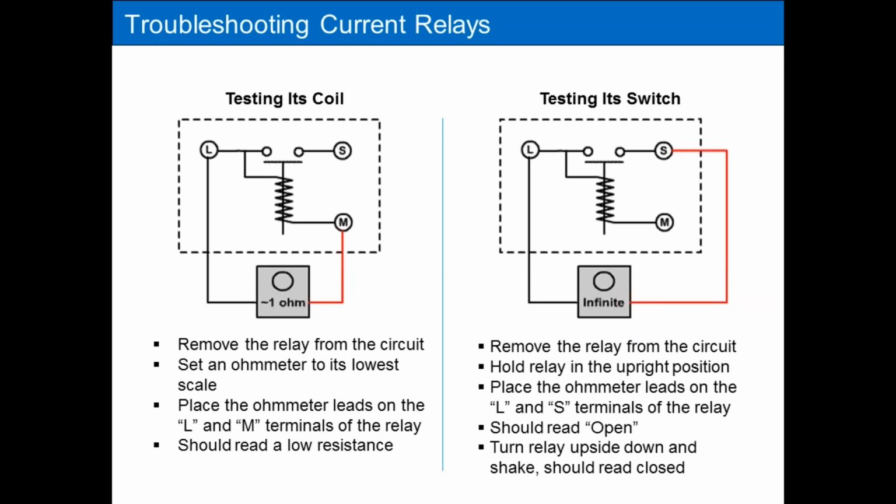Sometimes you have to shake it when it's upside down. So you turn it upside down and you give it a shake, and you should see the relay switch closing. If going from upright to upside down and shaking it a little bit, the relay switch never closes, it's a bad relay. Change the relay out, and that probably solves your problem. So that's how you check the switch. Upright position open, flip it over and shake it, it should close.